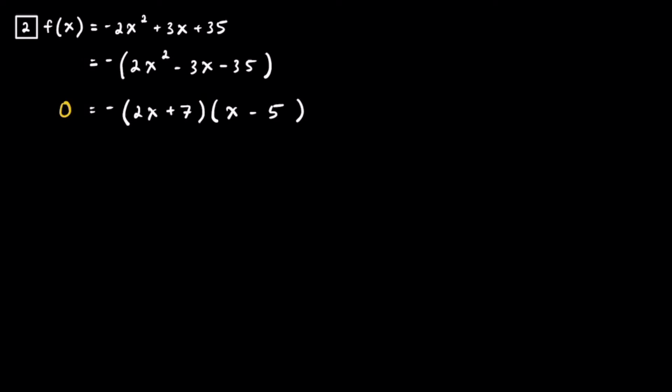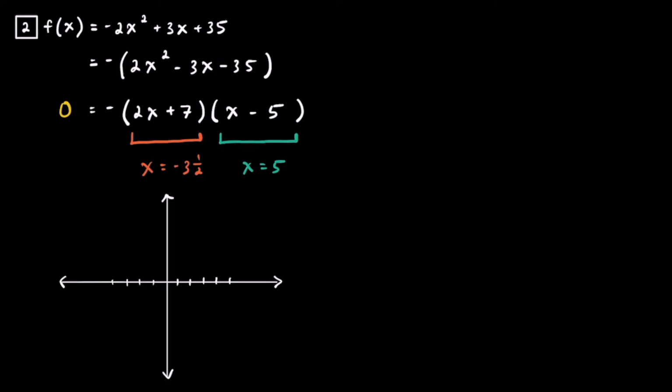Setting f of x or y equal to 0, we can go ahead and find our x-intercepts now. Setting this binomial equal to 0, you'll find that x equals negative 3.5. And setting this binomial to the right equal to 0, we'll find that x equals 5 would be the other x-intercept. Putting this on a coordinate plane, (5, 0) is going to be located right over here, and this (-3.5, 0) is going to be located to the left. Because we have a negative leading coefficient for this function, we know this parabola has to be opening down.